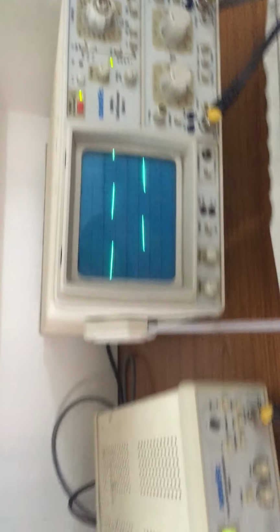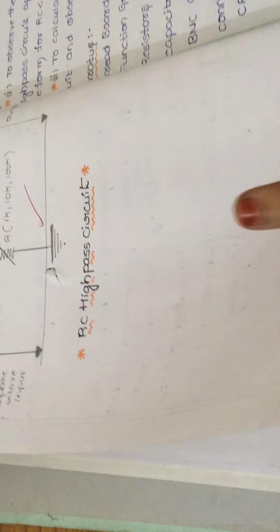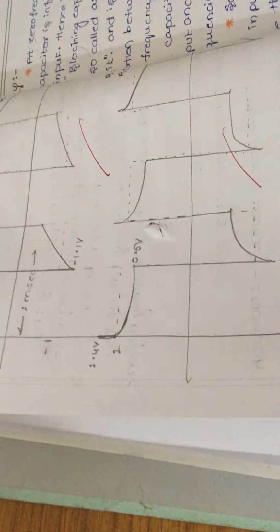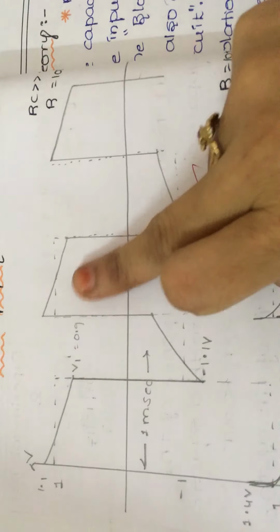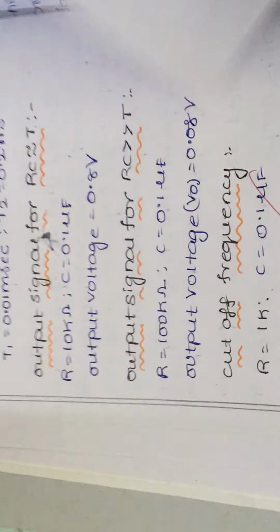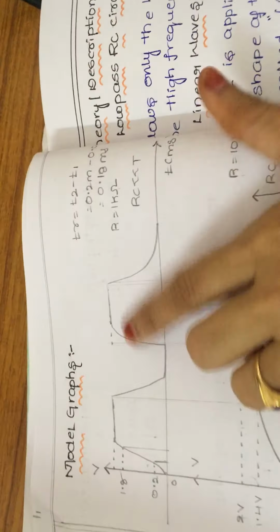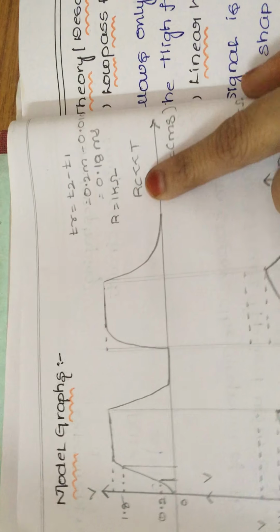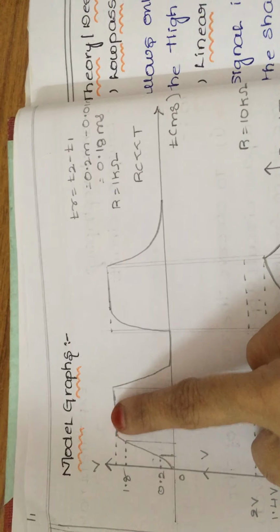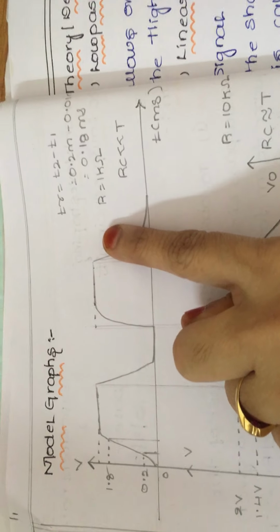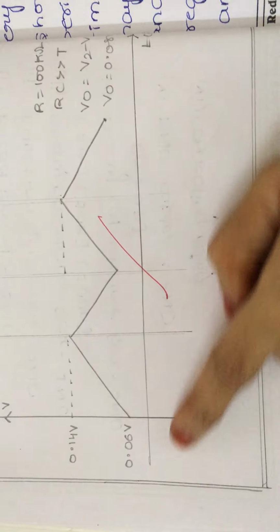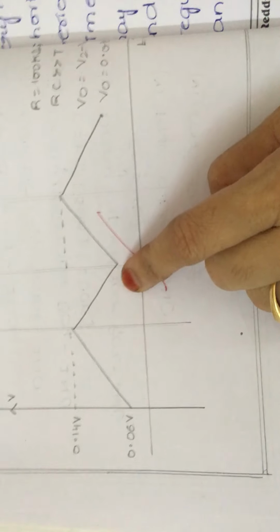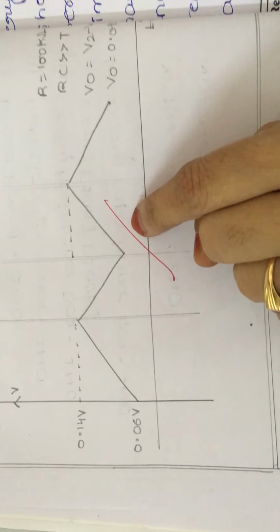The main things to remember: for an RC high-pass circuit, when RC is far greater than T, output is approximately equal to input. But for an RC low-pass circuit, when RC is far less than T, output is approximately equal to input. And the RC low-pass circuit is called an integrator when RC is far greater than T. The integrator produces a triangular waveform from a square wave.